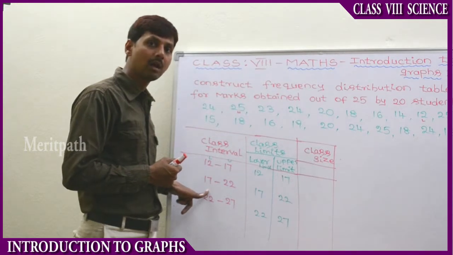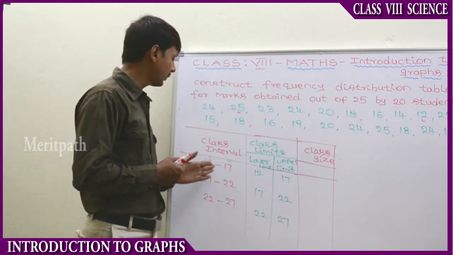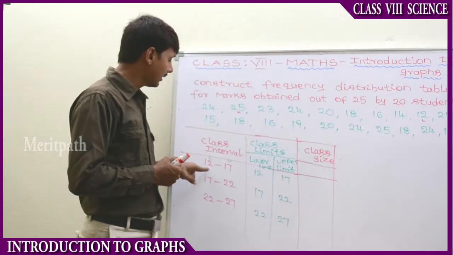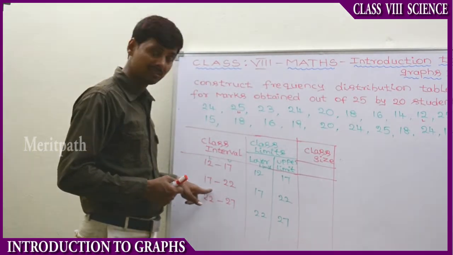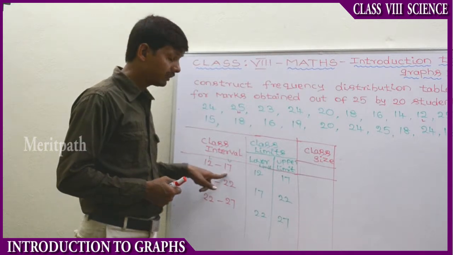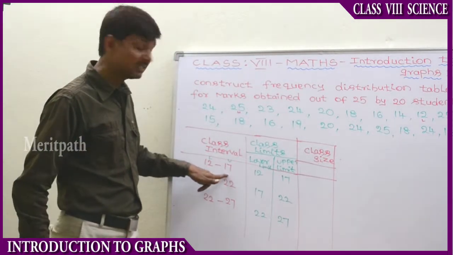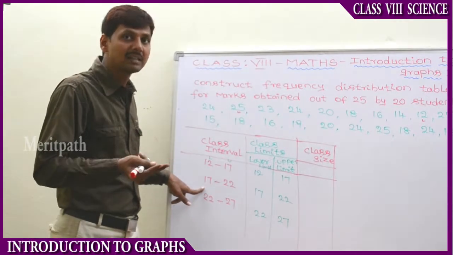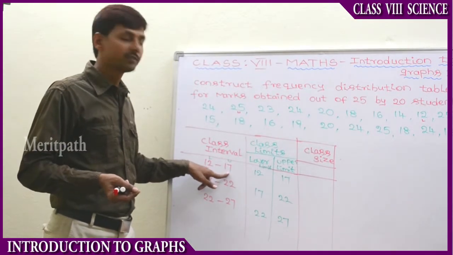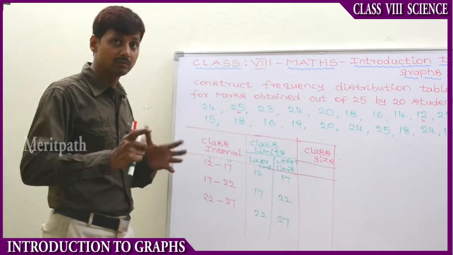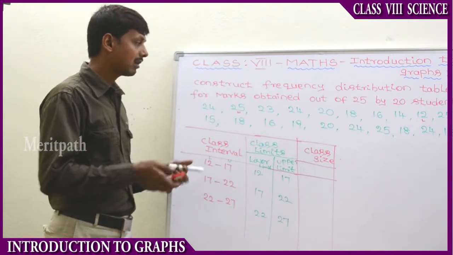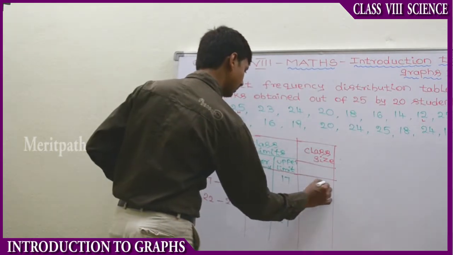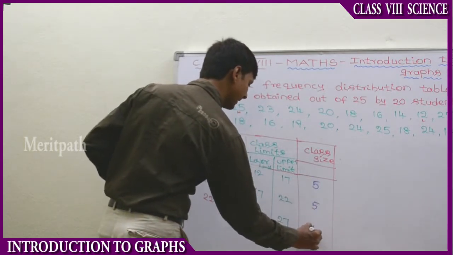That's the reason we count only 5 in this 12 to 17, just because this 17 is counted in the next class. The upper boundary of this class is counted in the lower boundary of the next class. That's the reason we don't count 17. So 12 to 17 means 12 to 16. The class size is 5. So the size is 5. Here also it is the same, 5.